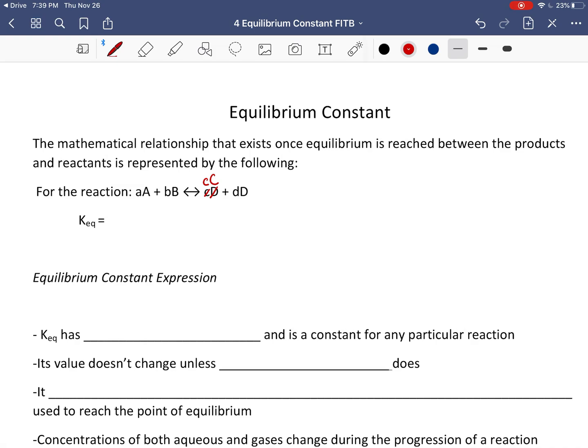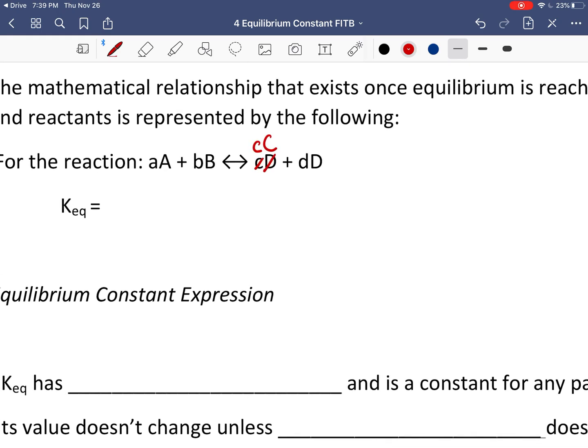So the mathematical relationship that exists once equilibrium is reached between the products and the reactants is represented by the following. So for the reaction A plus B produces C plus D, our K and Q expression is equal to the concentration of the products over the concentration of the reactants raised to the power of their coefficients.